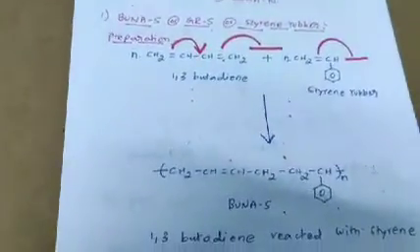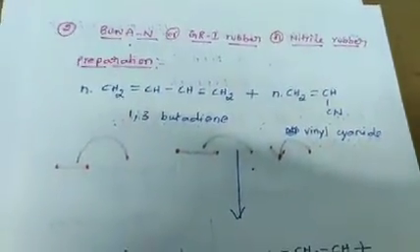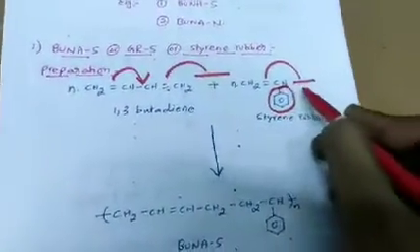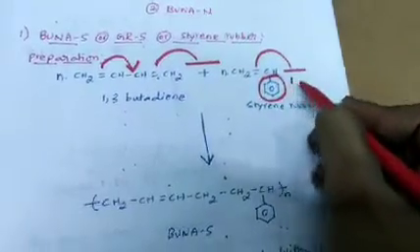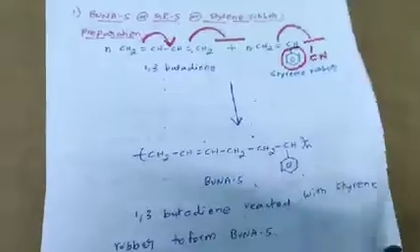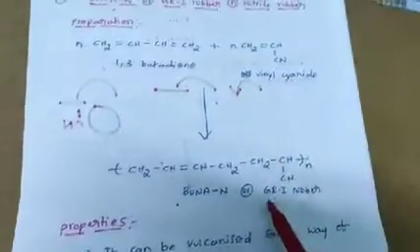Similarly, just Buna-N, don't think about it separately. Another name of Buna-N is nothing but GRN rubber and nitrile rubber. Simply you have to recognize this is Buna-S by changing of this in the CN group, that is Buna-N. Remaining everything will be common. So see once again: 1,3 butadiene reacted with vinyl cyanide to form Buna-N.